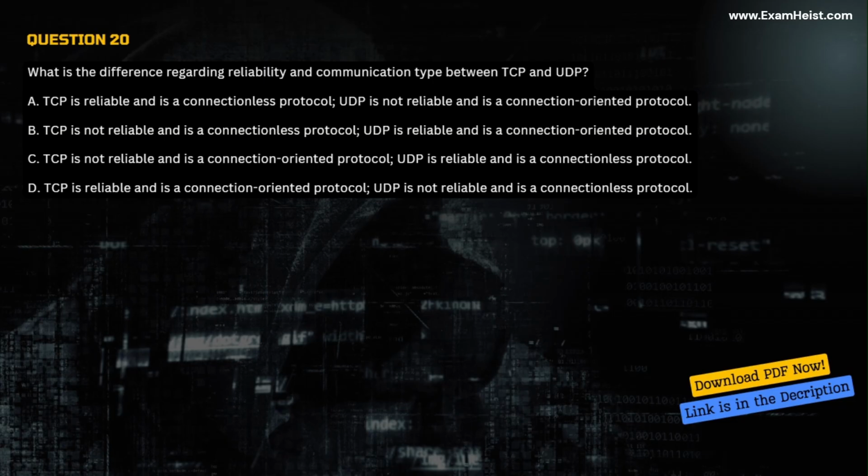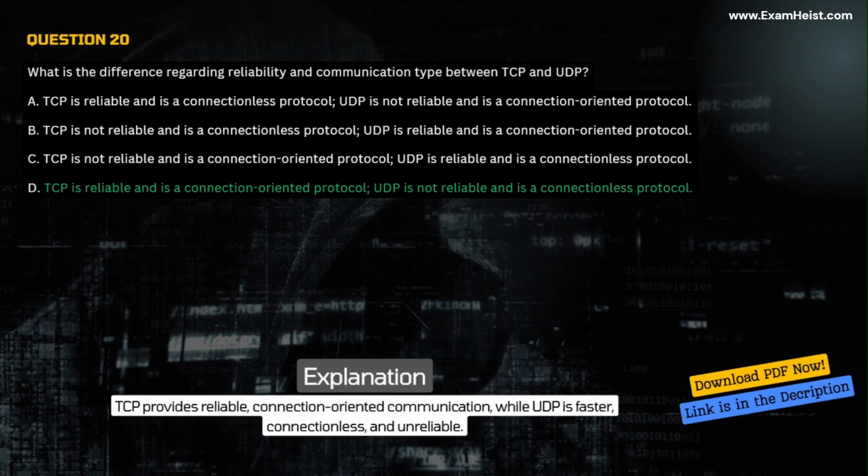D. TCP is reliable and is a connection-oriented protocol. UDP is not reliable and is a connectionless protocol. Correct answer, D. TCP is reliable and is a connection-oriented protocol. UDP is not reliable and is a connectionless protocol. Explanation. TCP provides reliable, connection-oriented communication, while UDP is faster, connectionless, and unreliable.